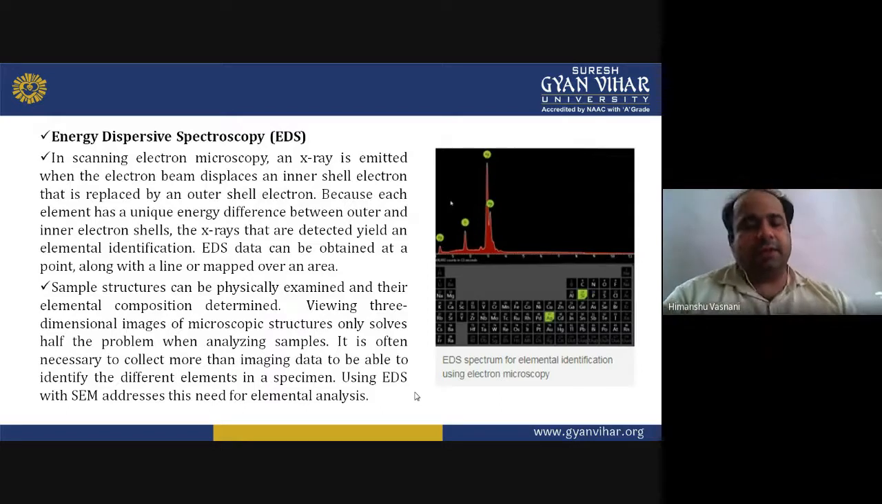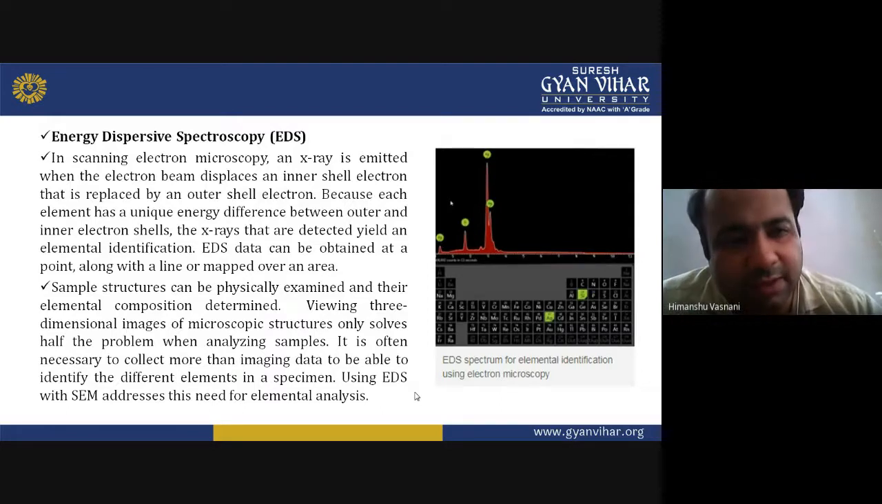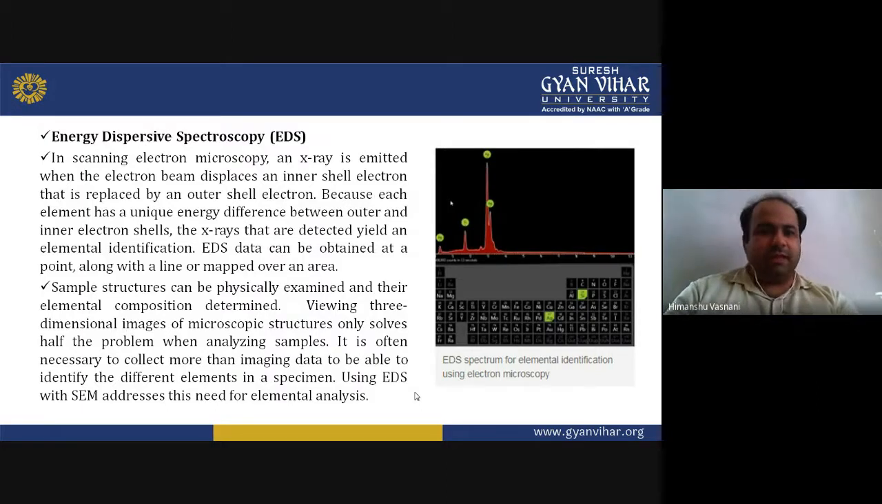I repeat, try to understand it. In SEM, an X-ray is emitted when an electron beam displaces an inner shell electron that is replaced by an outer shell electron. Because each element has a unique energy difference between outer and inner electron shells, the X-rays that are detected yield an elemental identification. So EDS data can be obtained at a point, along a line, or mapped over an area. So sample structures can be physically examined and their elemental composition determined.